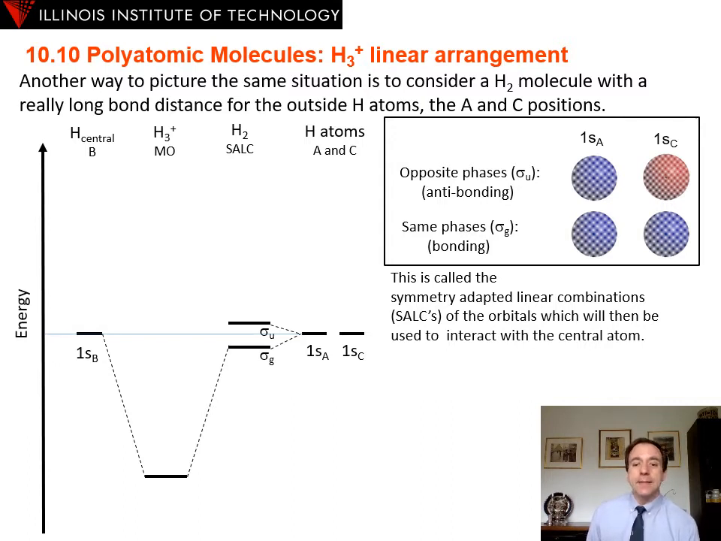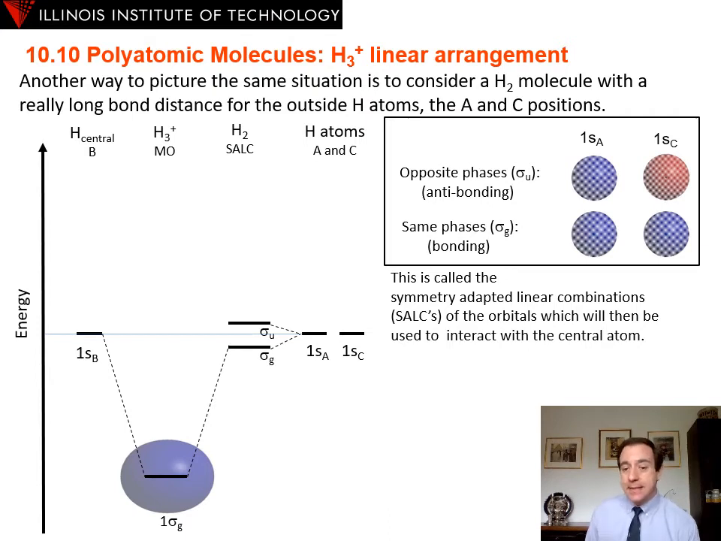The constructive interference between the sigma sub g and the 1sb is going to take us down to the bottom. And that is the constructive interference where they're all blue. And it's the 1 sigma g orbital that we saw on the last slide. That is the lowest energy level.